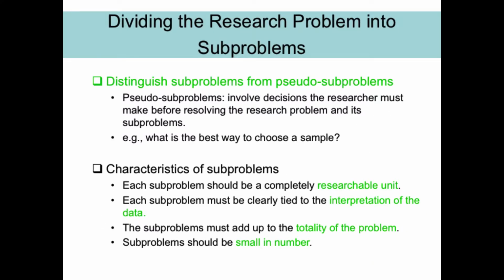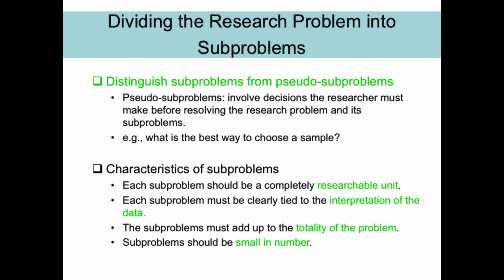Now that we've arrived at the point where we've identified a research problem and we've made the best effort we can in writing it down clearly, we have to look and see whether the research problem can be divided into subproblems. And in so doing, we need to watch out for the pitfalls of distinguishing subproblems from what the book calls pseudo-subproblems. Pseudo-subproblems are things that are probably individual steps in your work as you plan to actually conduct this research.